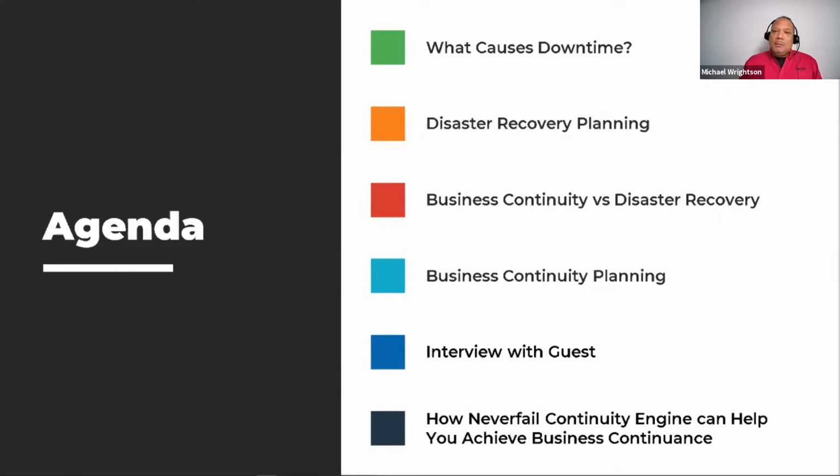And then we're going to talk a little bit about how you do business continuity planning. And then we'll have a very special guest, Mike Baker. Mike Baker is with Stanchion Payment Solutions, and he'll be joining us to talk about his experience using Continuity Engine, and it's going to be very surprising how critical the application that he supports is. And then we'll talk about how Continuity Engine can actually help you to achieve business continuance. So with that in mind, let's get started.